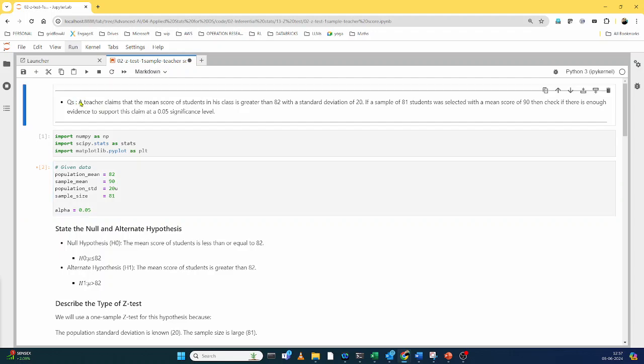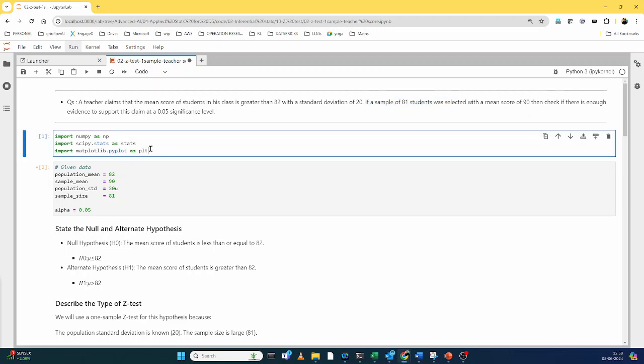Okay, so here is the problem statement. The teacher claims that the mean score of the students in the class is greater than 82. So that's the claim, with a standard deviation of 20. And if a sample of 81 students was collected with a mean score of 90, now we can compare with the mean of the population and standard deviation, and let's see whether that claim is true or not.